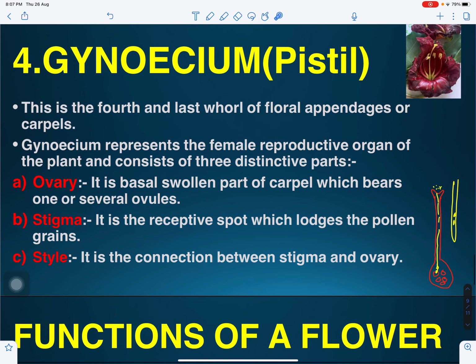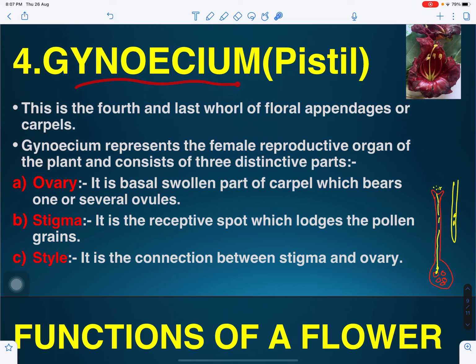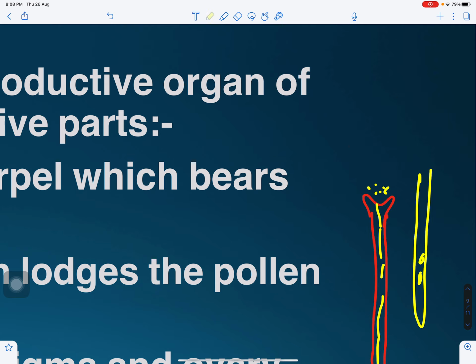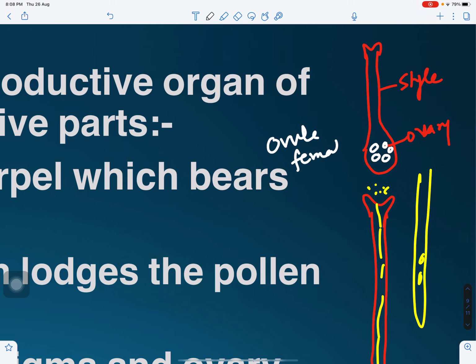Now next is the female part, and this is also called as gynoecium. This is pistil as well as gynoecium, and this is the last, or you can say innermost whorl of the flower. Now this is made up of basically ovary, style and stigma. This part is ovary, this is style, and this is stigma. Now ovary part, I'll make you explain. Now this is ovary. This part is ovary, this is style, and this is stigma. Here on placenta like structures are present ovules, and ovules have female gametophyte.